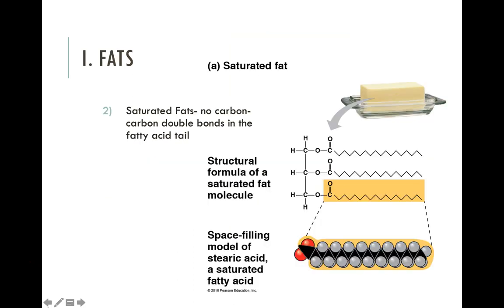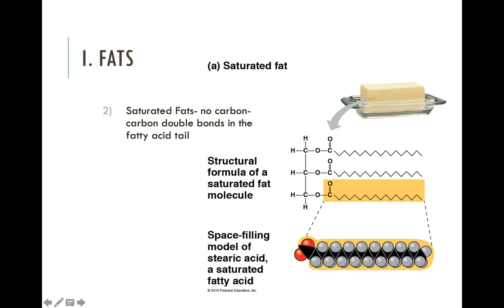There are 2 types of fats. And the first is saturated fat. The other is unsaturated. Again, you're probably familiar with these terms, but let's talk about what that means in terms of the actual chemistry of these molecules. In a saturated fat, you have no carbon-carbon double bonds in that fatty acid tail. So one of the characteristics of the saturated fats is that they pack really, really tightly. And because of that, they tend to be solid at room temperature.